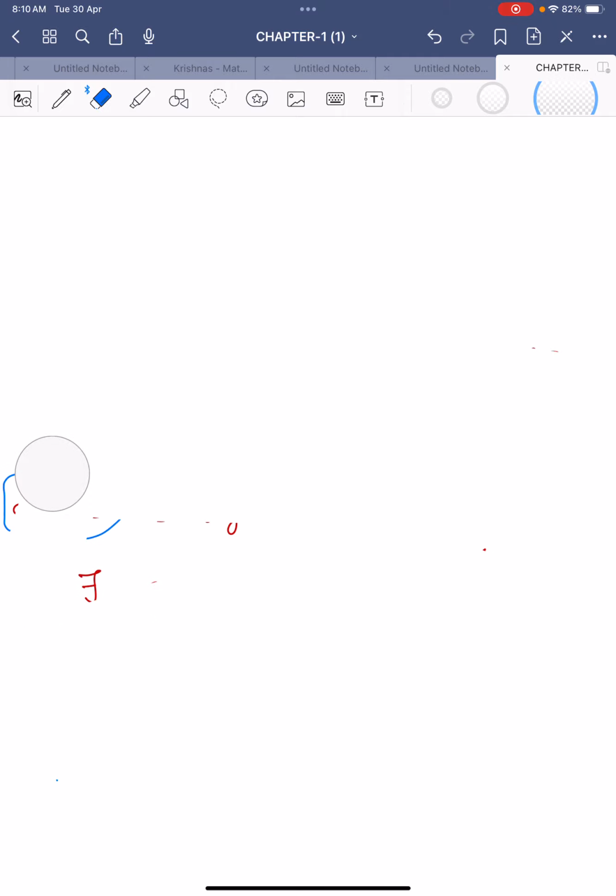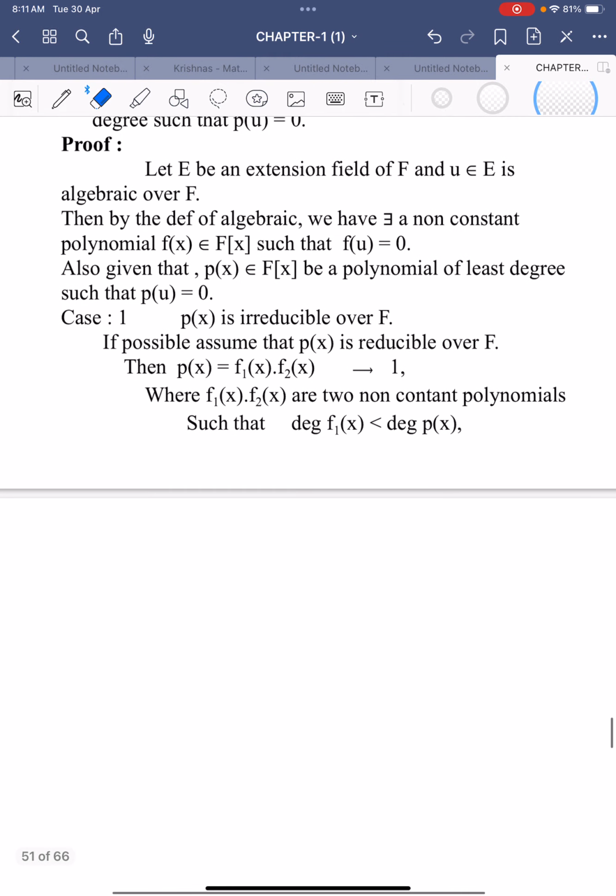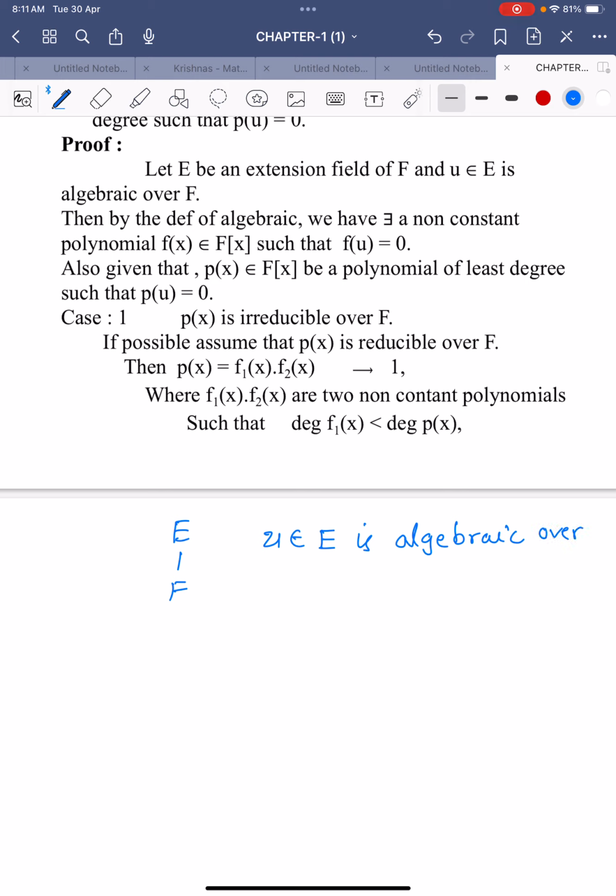So there are three properties. We prove this step by step. Let us see. Capital E is an extension field of capital F, and there is an element u belonging to capital E that is algebraic over capital F. Then by the definition of algebraic, there exists a non-constant polynomial f of x that belongs to capital F of x such that it satisfies the condition f of alpha is equal to 0.